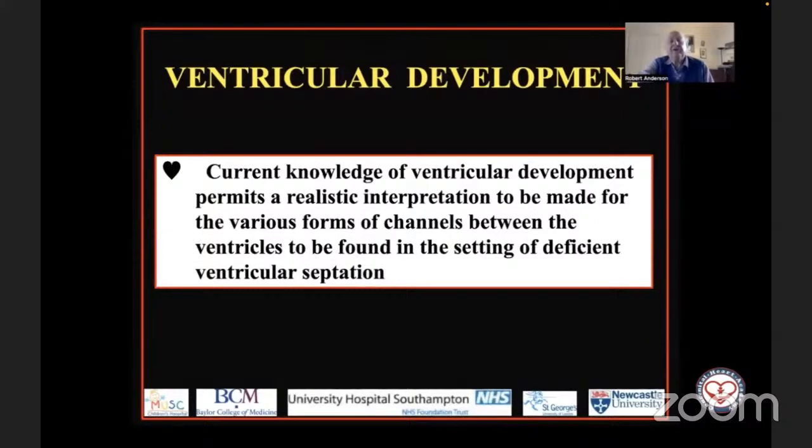And hopefully, I've now shown you that the knowledge of ventricular development permits us to make realistic interpretations regarding those channels that remain between the ventricles in the setting of congenital heart disease. So next week, we're going to discuss development of the outflow tract, and then we'll take forward this notion of cardiac development relative to the channels that exist between the ventricles when there is deficient ventricular septation. Thank you.